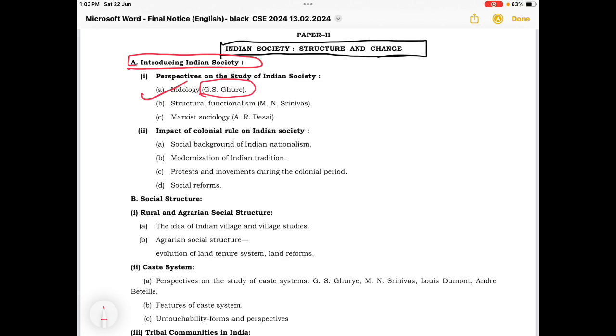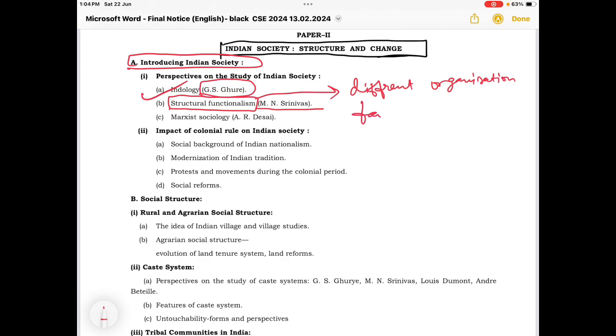Second, you will study M.N. Srinivas, who was also a very prominent Indian sociologist, and he was a kind of structural functionalist. You will read about structural functionalism in detail, but in short I am explaining it here. In every society there are different organizations and institutions, like how our body works. There are different organs of our body, and they are not working independent of each other. In that way, different organizations and institutions are there.